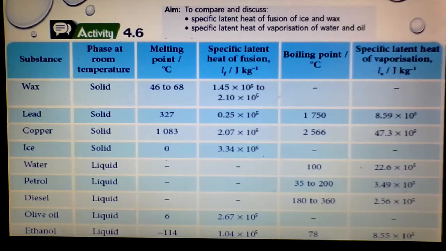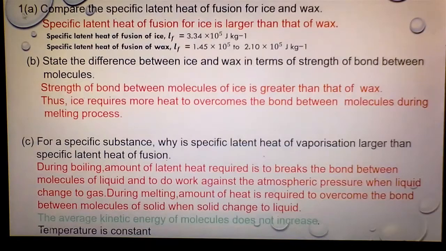For example, wax, specific latent heat of fusion. If you compare to ice, the value of LF for wax is smaller than ice. And then you compare water and petrol, for example. Specific latent heat of vaporization for water is much bigger compared to petrol. Okay, let's look at the questions. 1A. Compare the specific latent heat of fusion for ice and wax. So just look at the values, then you write down the compare statement. Specific latent heat of fusion for ice is larger than that of wax.